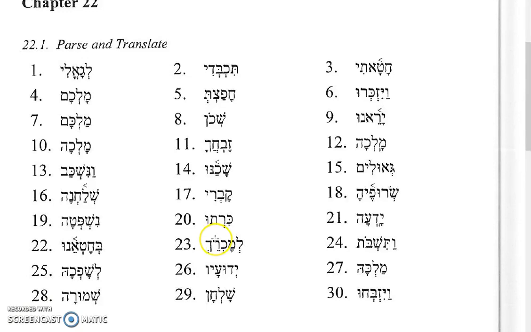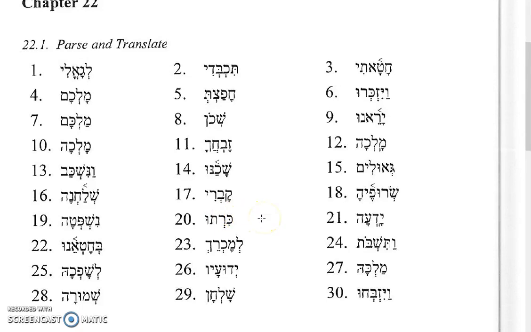Number 17 is kovri, kaver is a cover. The yod would be a first common singular suffix, and it would mean something like my burying, or perhaps burying me. More likely the subject, my burying.